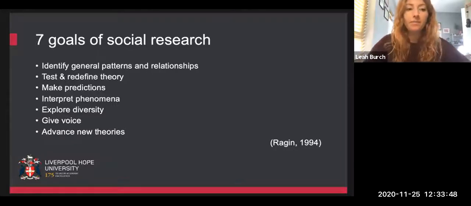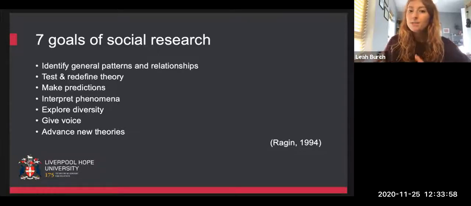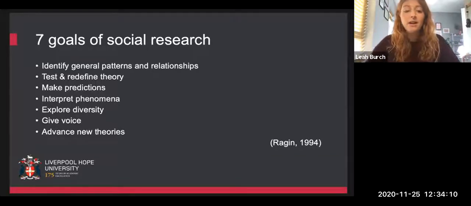Another goal of social research is interpreting phenomena. So this is where we're having our own interpretation of something that's going on. So we might be seeking to explain a process by interpreting that relationship, that process that we already know is happening. Explore diversity.